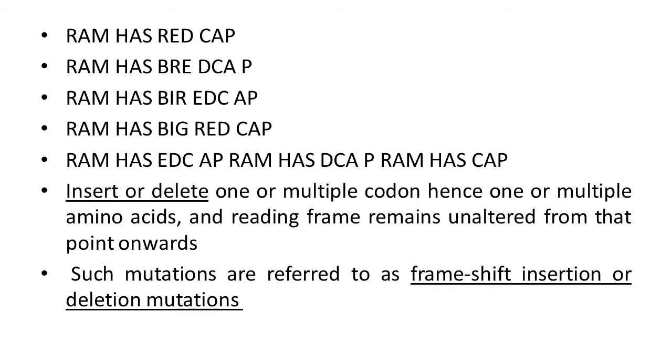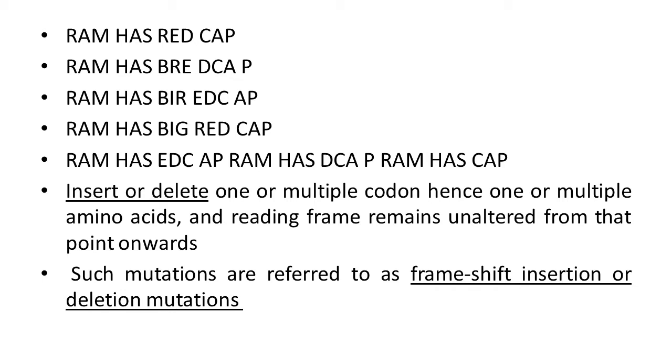If we repeat the same exercise by deleting the letters like R, E and D, one by one, rearranging the statement to make triplet words, the sentence would be like this: Ram has EDCAP, Ram has DCAP and Ram has cap. The conclusion is very obvious. This type of insertion or deletion of one or multiple codons, hence one or multiple amino acids, keeps the reading frame unaltered from that point onwards.